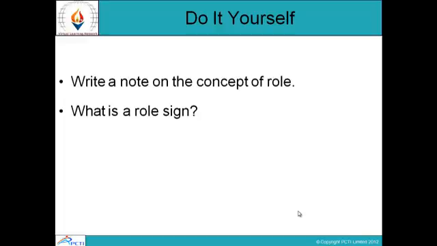So these are some of the questions. Write a note on the concept of role and what is a role sign.